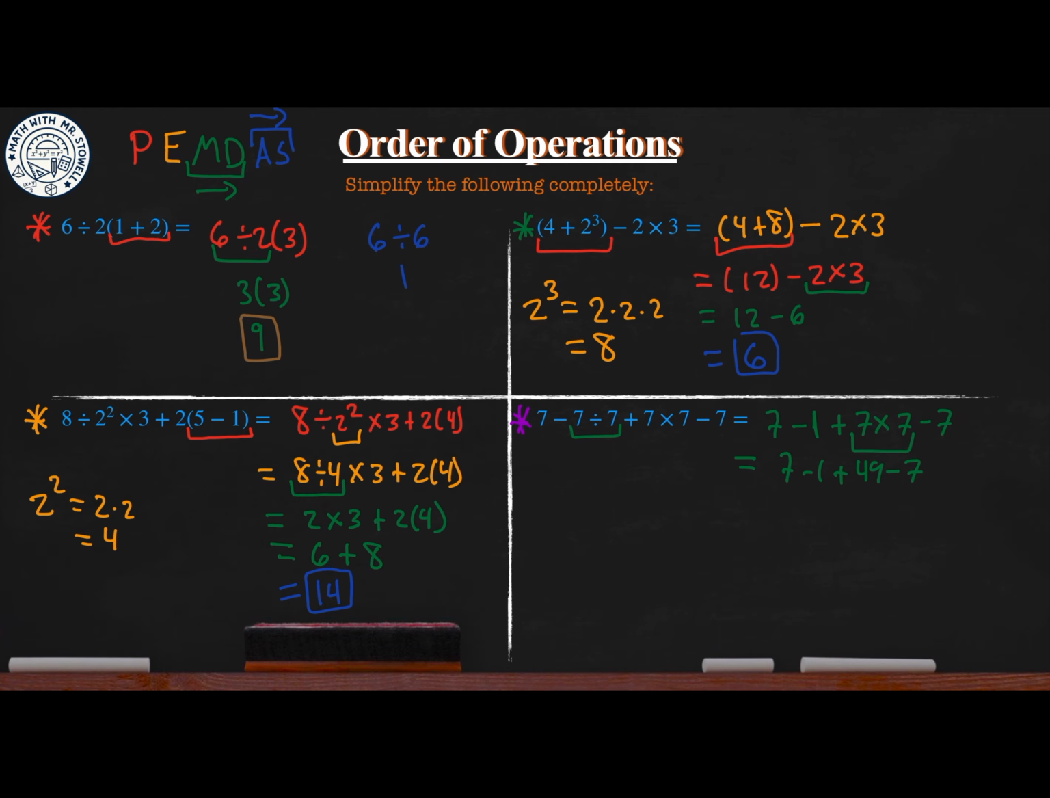Remember, we want to do them from left to right. Then we have addition and subtraction. So we do 7 minus 1, which gives us 6, plus 49, minus 7. 6 plus 49 is going to be 55, subtracted by 7, and that is going to give us 48. And that is our answer.